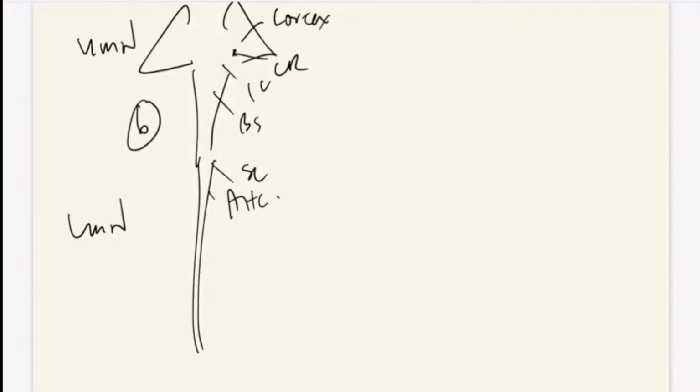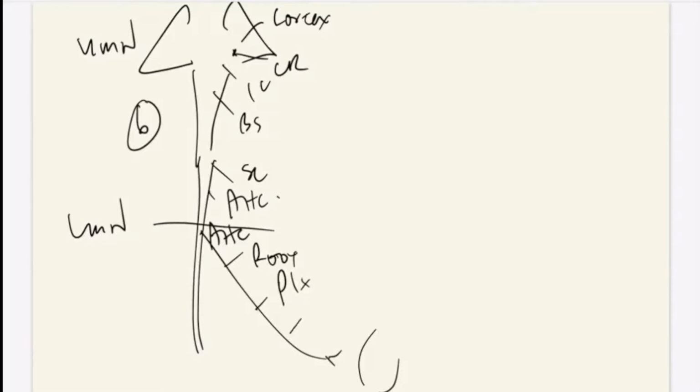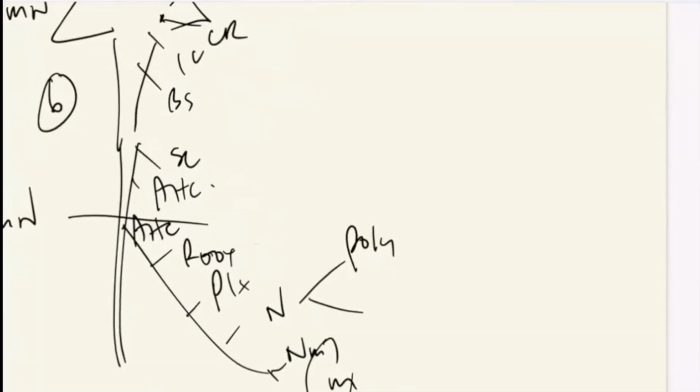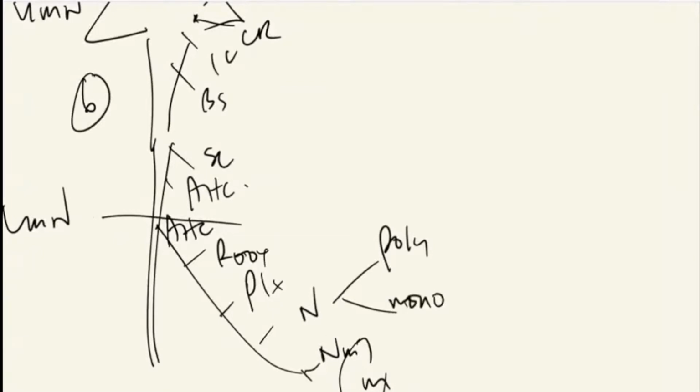And then there are also 6 levels in the lower motor neuron. So we start from the anterior horn cell. A lesion in the anterior horn cell can have a mixture of upper and lower motor neuron features. Then in the next level are the roots, then the plexus, the nerve, the neuromuscular junction, and the muscles. And the nerve, we usually divide broadly into polyneuropathy, where many nerves are involved, or mononeuropathy, which means only 1 or 2 nerves or a few nerves are involved.